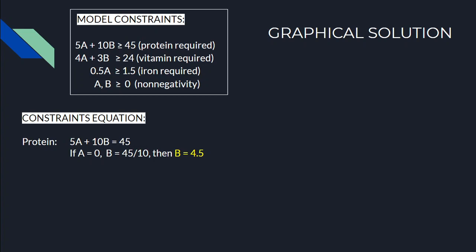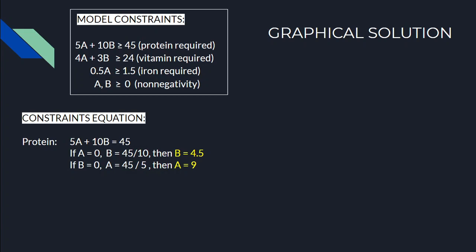Therefore, our b is 4.5. Okay? So mamaya, pag nag-graph tayo, nag-plot tayo ng ating first point sa protein to get our first line constraint. So yung ating una is 0a and 4.5b. Okay? Yung second point naman natin will be from this equation. If b is 0, then we will have a as 45 divided by 5. Then a will be 9.